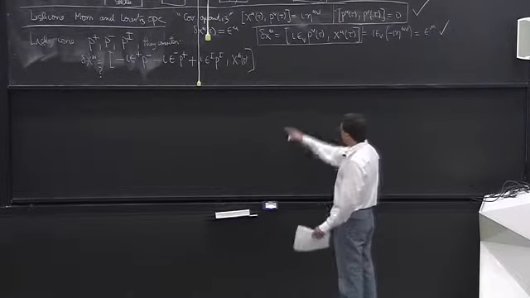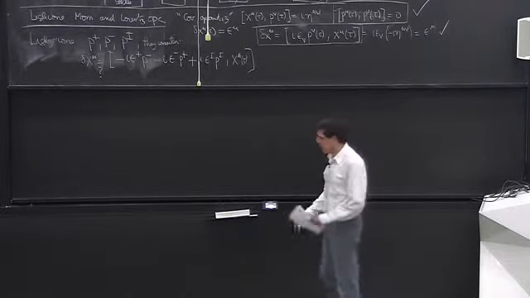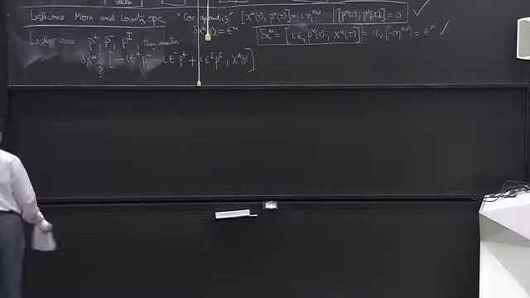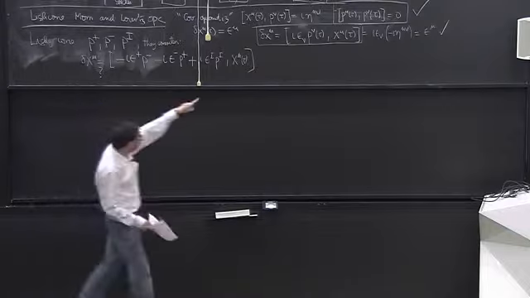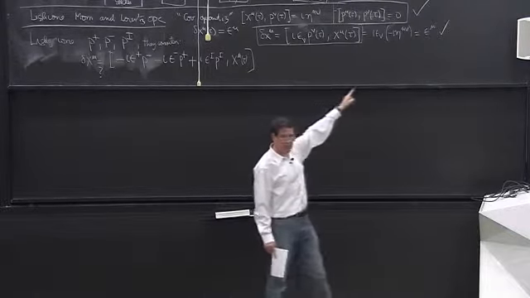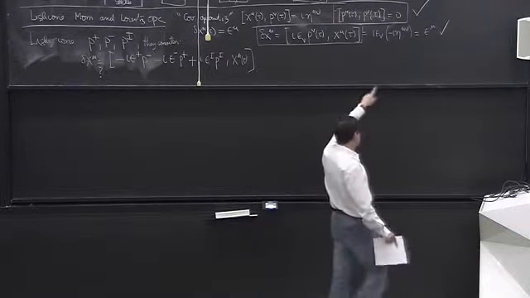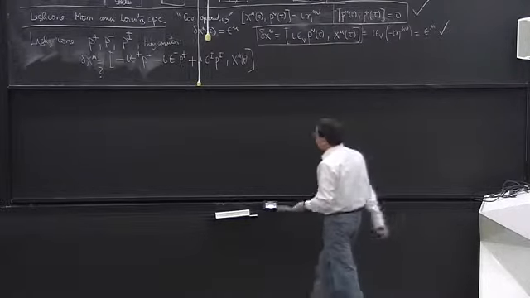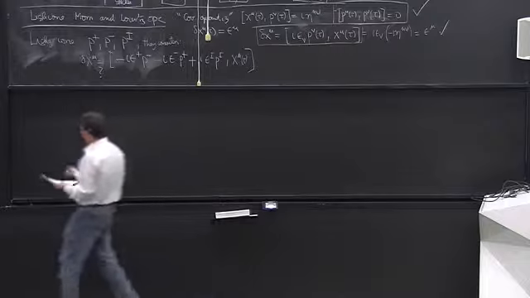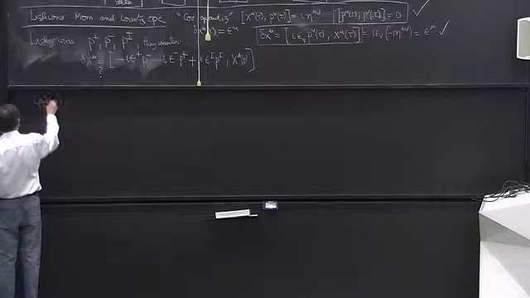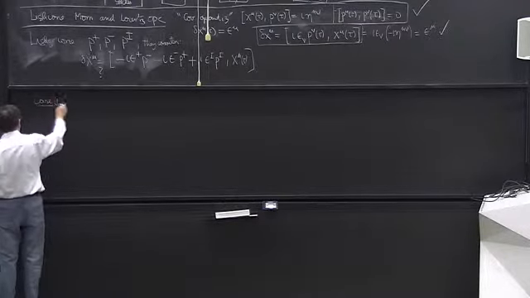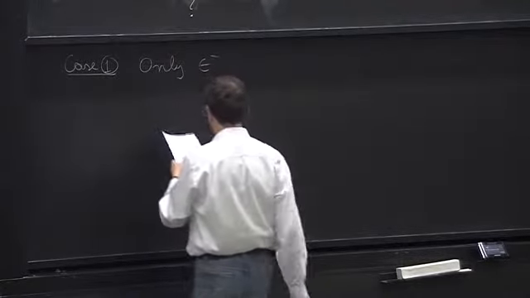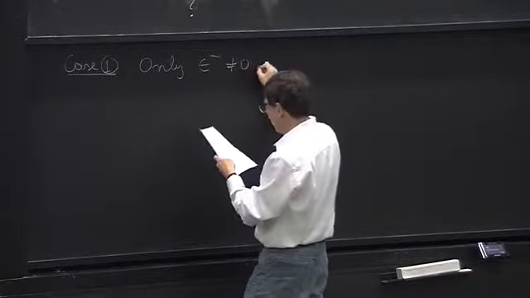So I want to see if this formula generates the right things or not. Certainly, at least we got the right algebra of momentum operators, and that's fantastic. That didn't take us any work. So here I'm going to do a couple of cases. Case one, there's only an epsilon minus that is different from 0.